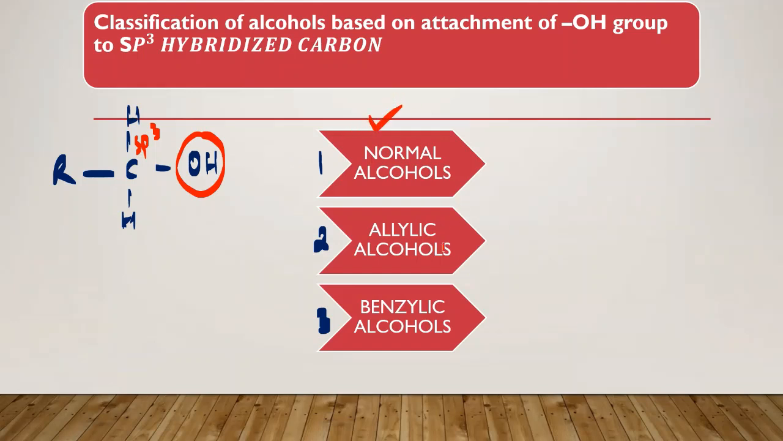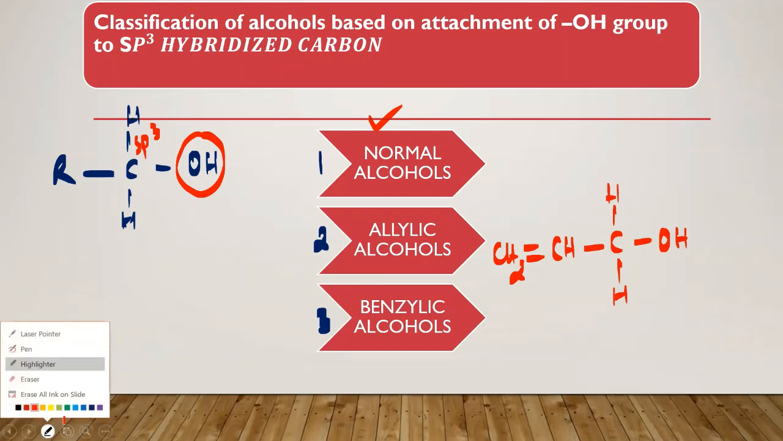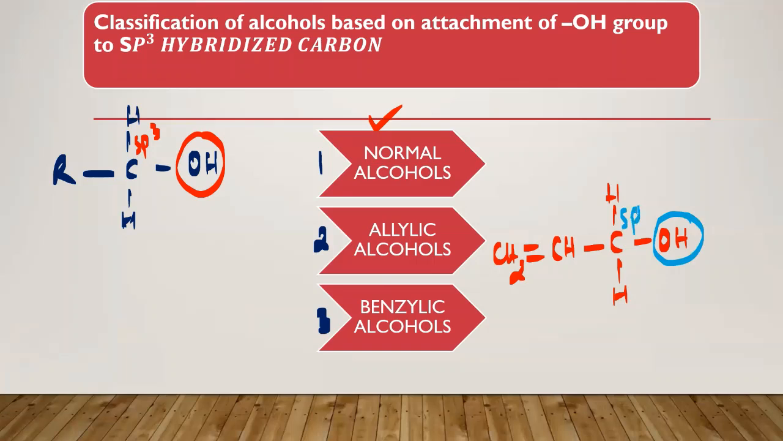So let's go for the allylic alcohol. In allylic alcohol, we have the OH group attached to an sp3 carbon, correct? But that sp3 carbon is next to a carbon-carbon double bond. So that is the important point here. So dear friends, in allylic alcohol, you have the OH group attached to an sp3 carbon, just like normal alcohol. But here is a little difference: this sp3 carbon, on which the OH group is attached, is next to a carbon-carbon double bond. So it's an allylic alcohol.